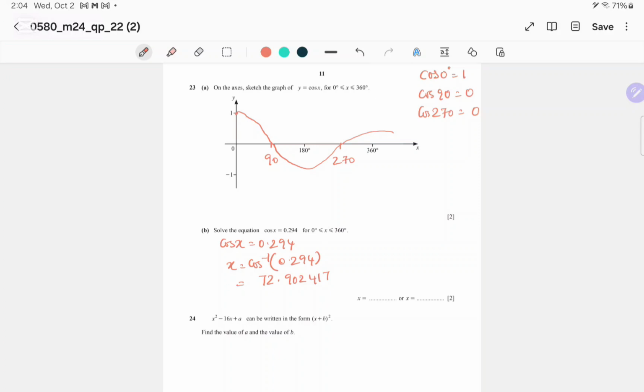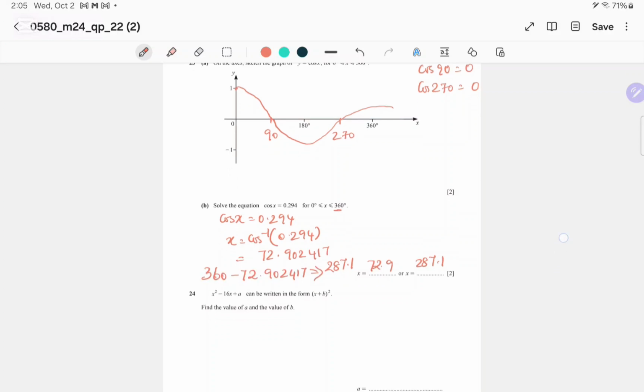Okay, so now that it is up to 360 we have to calculate. So 360 minus 72.902417. Your final answer will be how much? 287.1. The first answer is 72.9 and the second answer is 287.1. Just use cos inverse and get the answers.